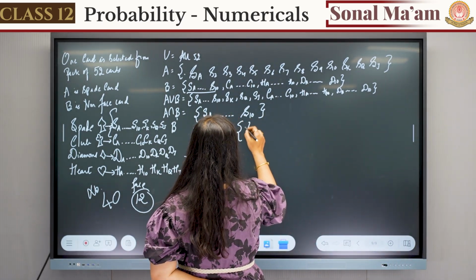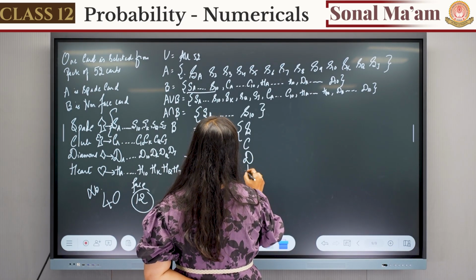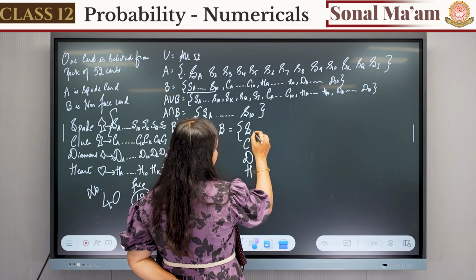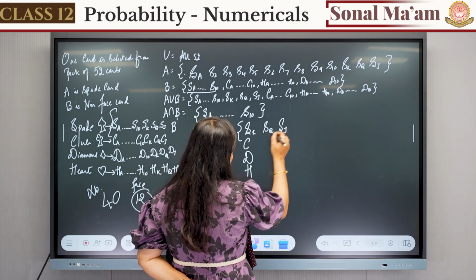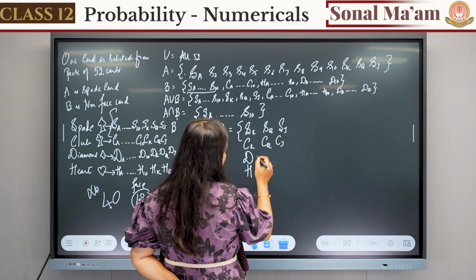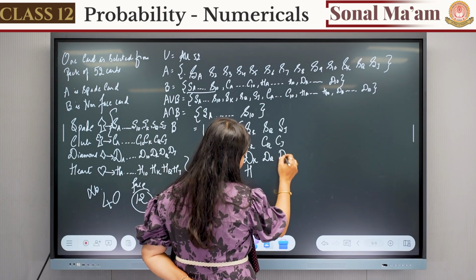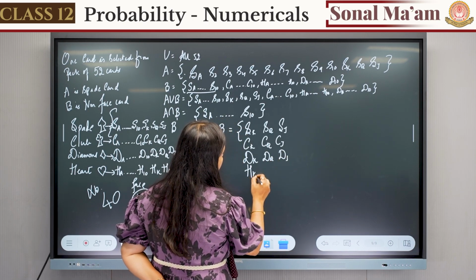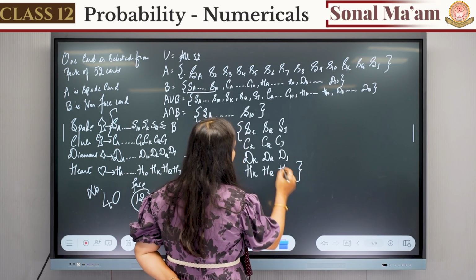We have face cards of spade also, club also, diamond also, heart also. So we have SK, SQ, SJ. We have CK, CQ, CJ. We have DK, DQ and DJ. And we have HK, HQ and so on. Are you able to understand?